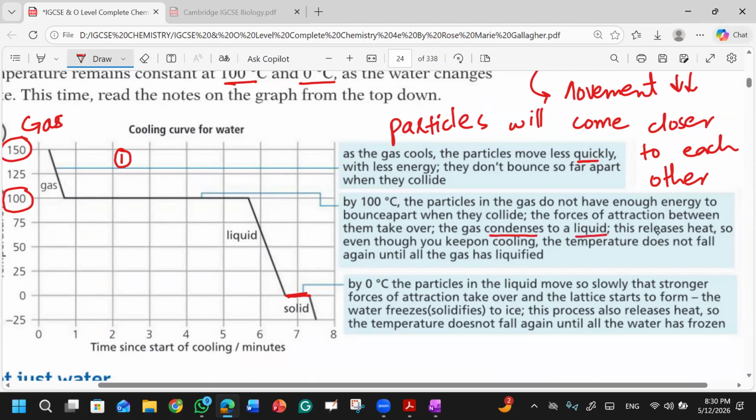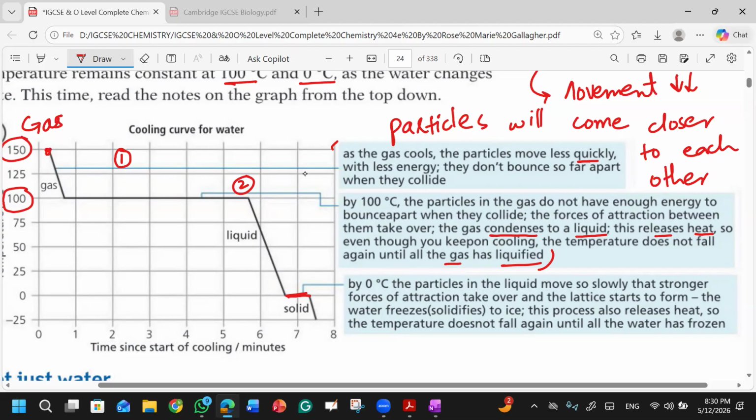This releases heat, so even though you keep on cooling, the temperature does not fall again until all the gas has liquefied. By 0 degrees Celsius, stop. We have discussed till this. Now, what are they saying in part two? Are you clear with part one? What have they mentioned in point one?